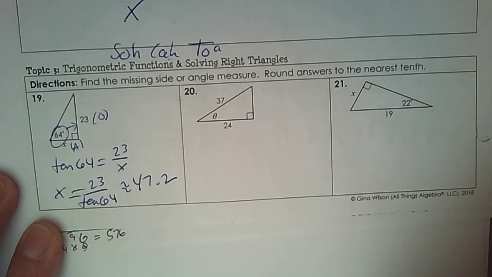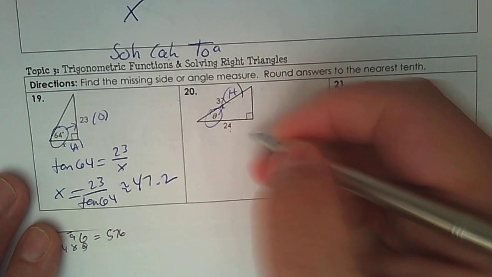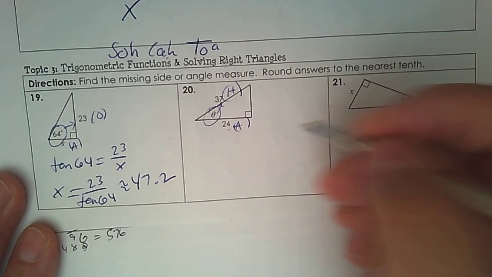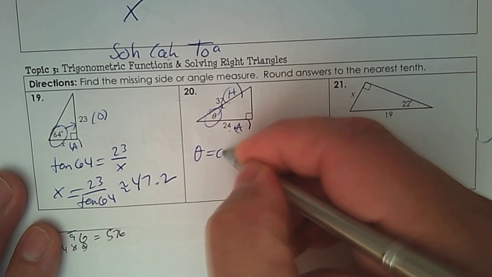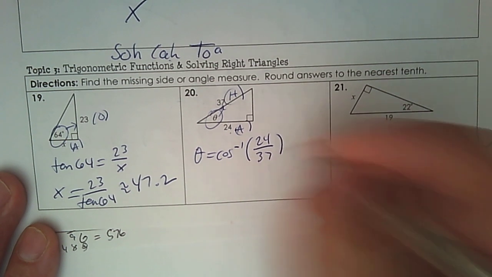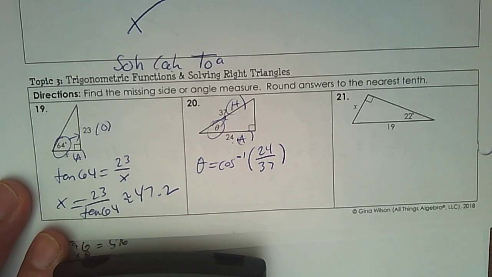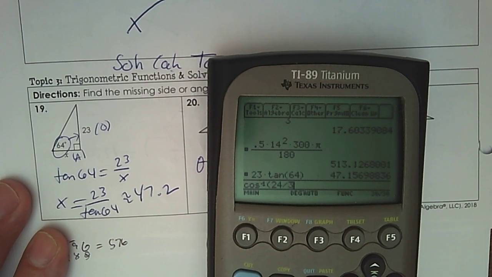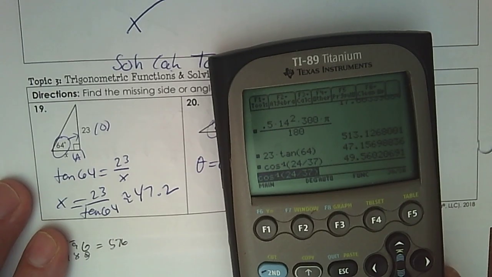All right, number 20. I'm looking for an angle. What I know is 37 is the hypotenuse, 24 is the adjacent side. Which one uses adjacent and hypotenuse? That's cosine. And because I'm finding a missing angle, it's inverse cosine, and the ratio is 24 over 37. So press the yellow button, diamond, cosine, so it has that little -1 to it, and then put in the ratio. Whenever you find a missing angle, you're going to use inverse, that little -1. So it's 49.6.